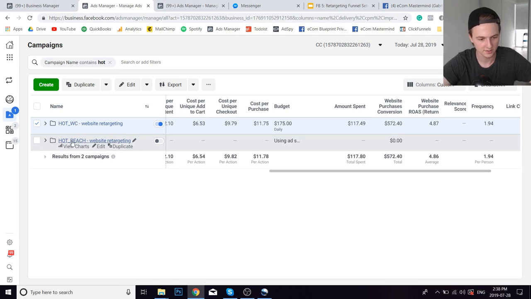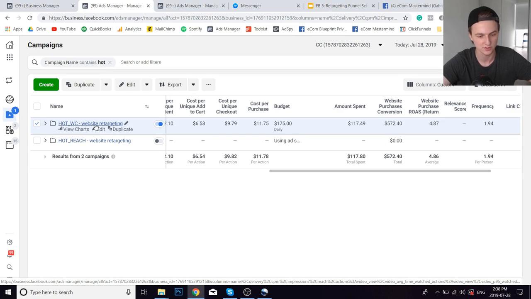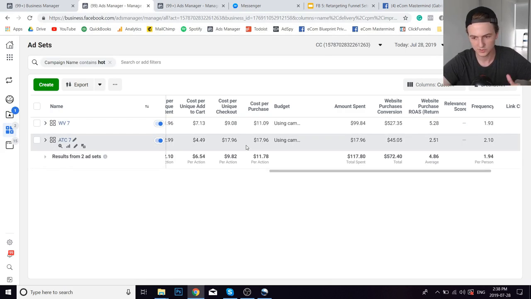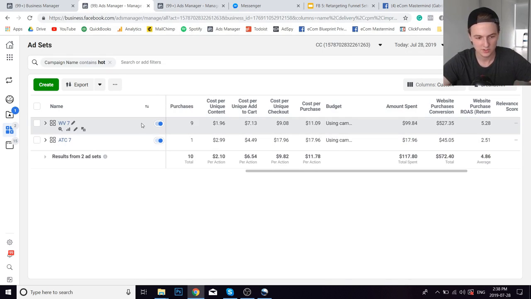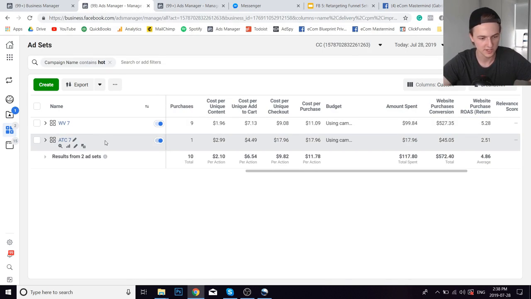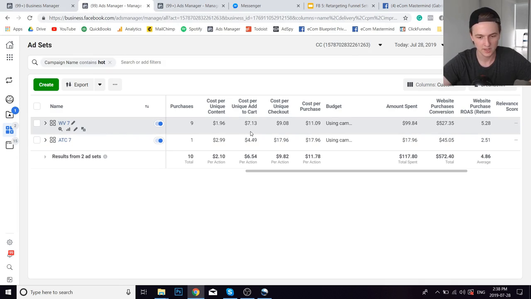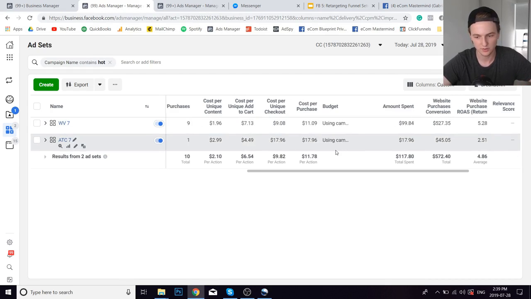And so I tested a reach retargeting campaign instead of website conversions. It really didn't do well, so I still recommend doing website conversions, purchase for retargeting. And then if I go inside of here, you'll see this is exactly what I was describing to you. So I have one ad set for website visitors, one ad set for add to cart, and with the exclusions that I showed in the graph.